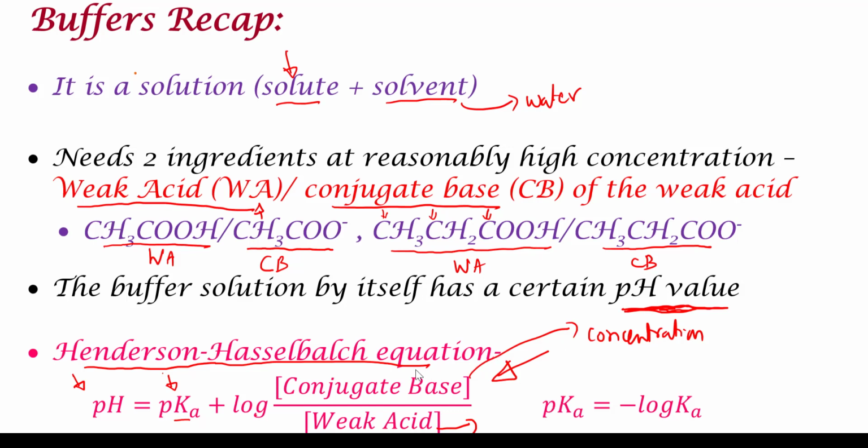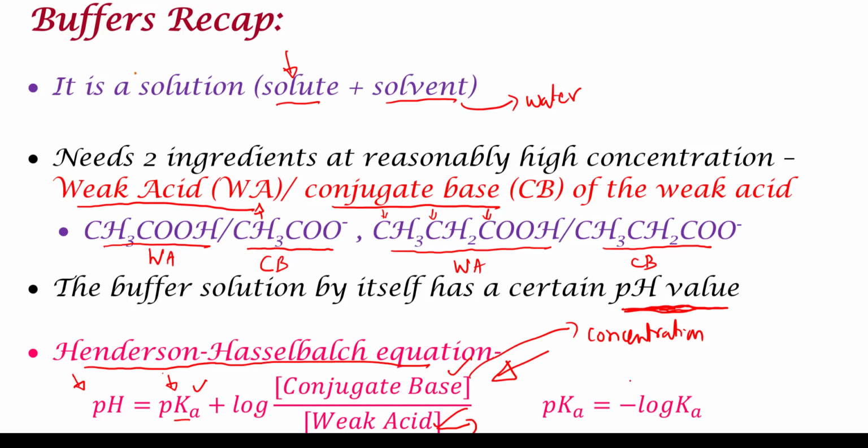Okay, so if you knew all these values, if you knew the pKa, if you know the concentration of conjugate base, if you know the concentration of weak acid, then it's very easy to figure out the pH of the buffer. Okay, so this is the key equation. Please memorize this.